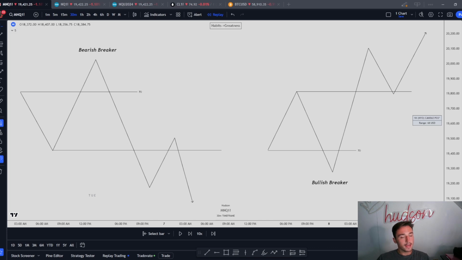We're going to do a quick video on how to spot bearish and bullish breakers, right? So we're going to get right into it. The first example over here is the bearish breaker, right?